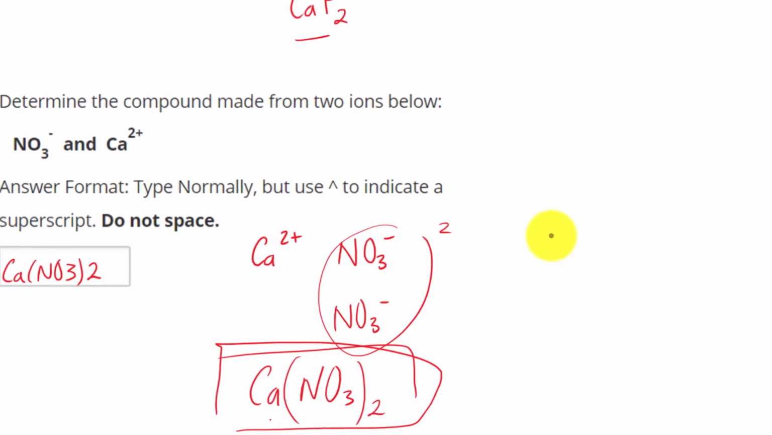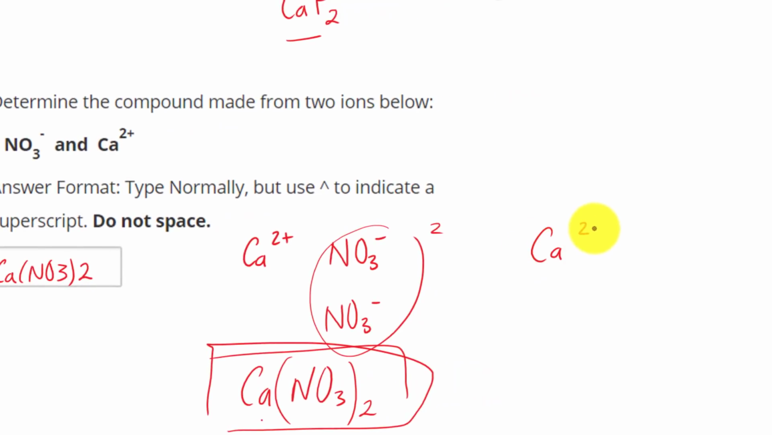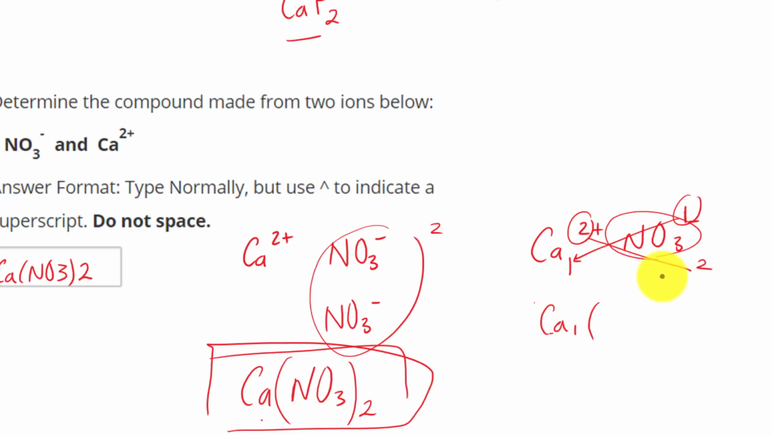Now let's try the crisscross methods. We have Ca2 plus, NO3 minus. Well, let's crisscross. There's a 1 right there. We crisscross and carry down. That tells us we have 1 calcium. But if we crisscross and carry this down, we have 2 of this whole entire thing. So therefore we have Ca1. And again, we had to use parentheses because this has more than one element in it. It's a group that works together as one single unit, and there are 2 of it. And that's our answer.